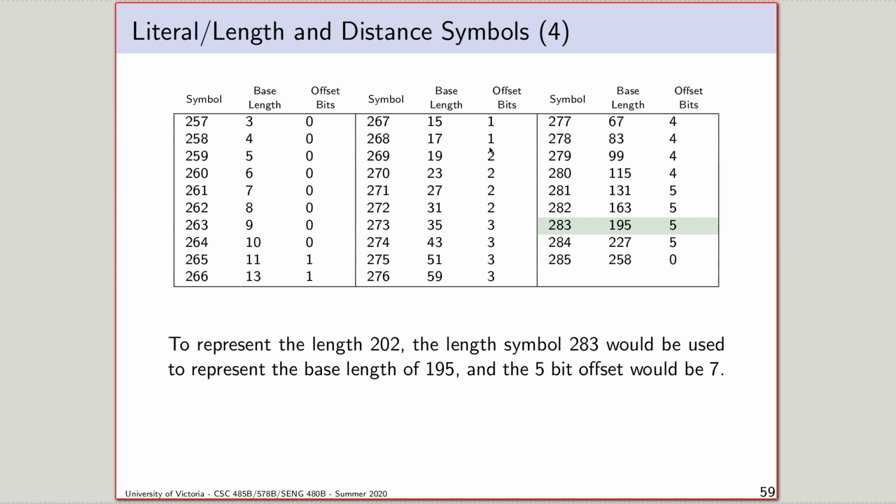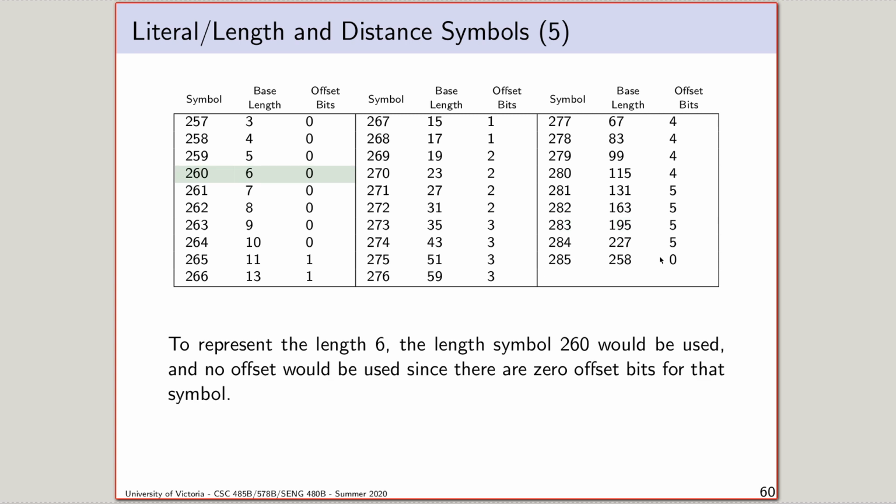If I want to represent the length 202, I would find this symbol, which is 195. I would subtract 195 from 202, and I'd get the number 7, and then I would encode the number 7 in 5 bits. So you can encode any length between 3 and 258 by using this mechanism. It's interesting to note that for some reason, the last length, 258, has 0 offset bits. That's a good thought question. There's actually a very practical reason for that. And it's significant that it's because it's the last length available.